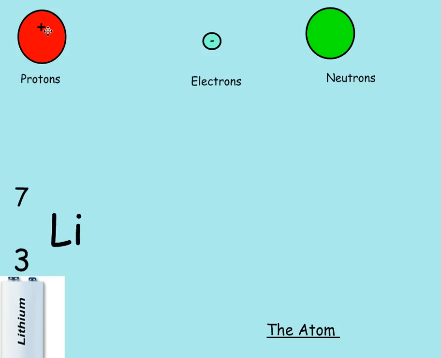Now, I've got a key up here. I've got some protons here, which I've done red. Electrons here, I've got a little negative charge, and neutrons here are green. This is just a symbol from the periodic table. It's lithium. I've just picked one.